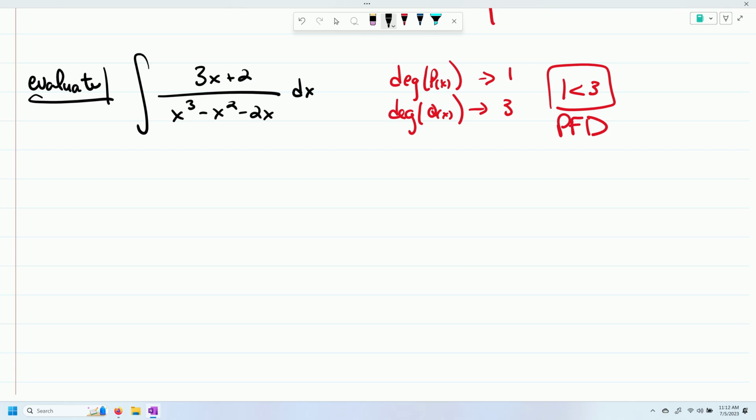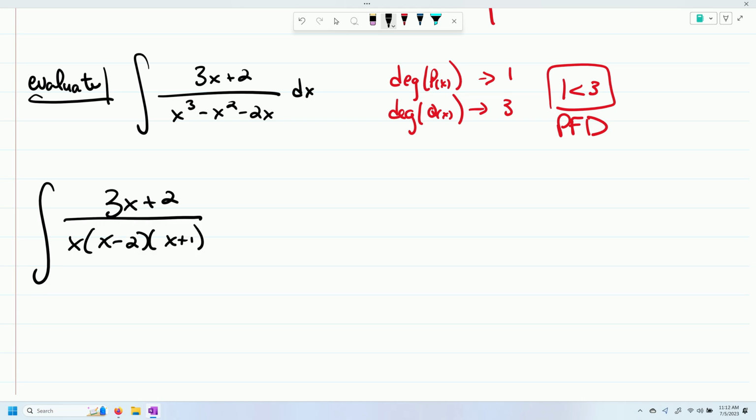So, in the numerator, we still have 3x plus 2. But that denominator will factor into x times the quantity x minus 2 times the quantity x plus 1. So you'd have to factor out your GCF, which would be an x, and then you would be left over with a trinomial that factors into x minus 2 times x plus 1.